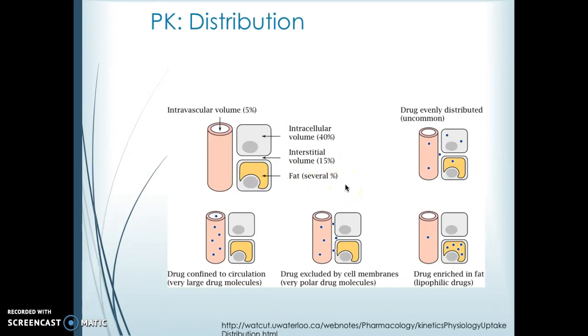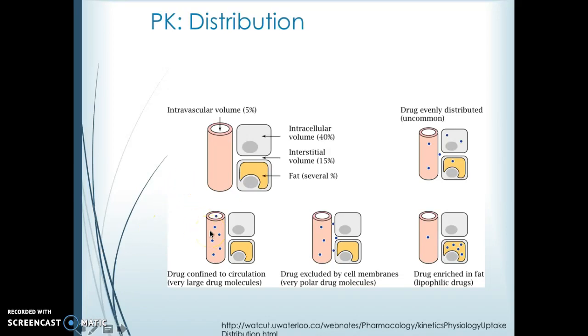So if a drug evenly distributed throughout all of those spaces, which typically doesn't happen with drugs, but for the sake of discussion, we look over here, there would potentially be equal amounts of drug in the intravascular volume, the interstitial volume, the intracellular volume, and fat. So for example, if you gave 8 milligrams of drug, there'd be approximately 2 milligrams concentrated in each of those areas.